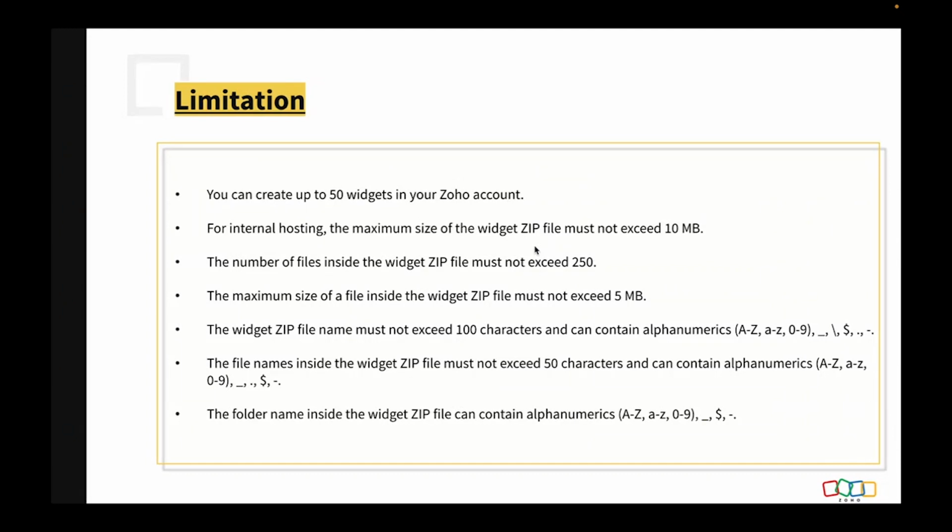And these are regarding the names. The widget zip file name must not exceed 10 characters and can contain alphanumerics. The file name inside the widget zip file must not exceed 50 characters and can contain alphanumerics. The folder name inside the widget zip file can contain alphanumerics. That's all with the limitations.